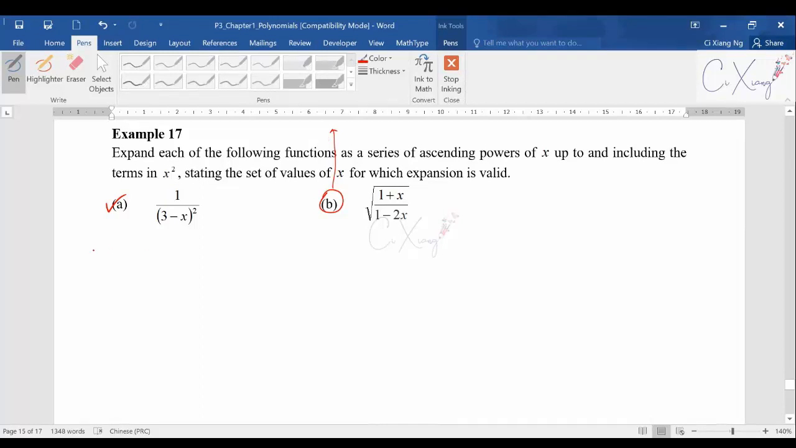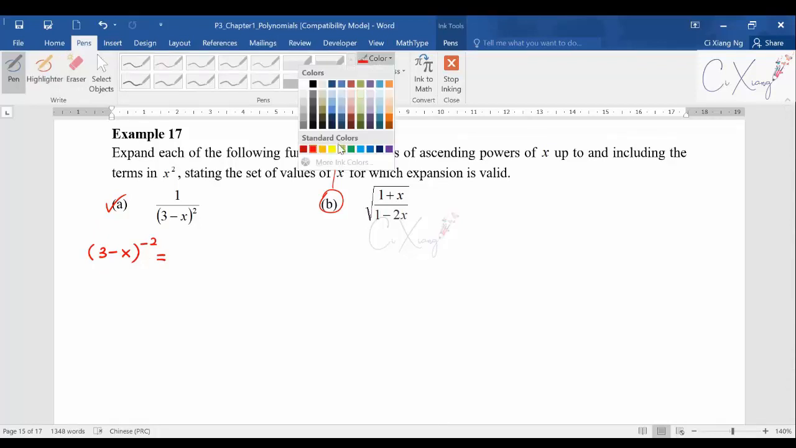For this part A, if I want to do the binomial expansion, it will become 3 minus x power negative 2. I cannot apply the binomial expansion formula straight away here because the first term does not start with 1.